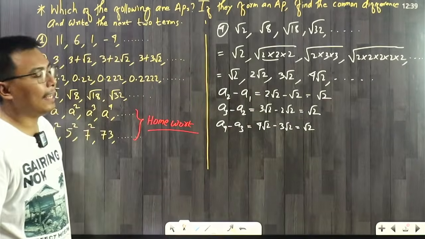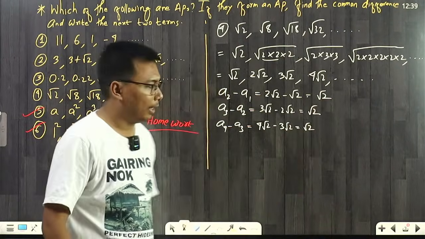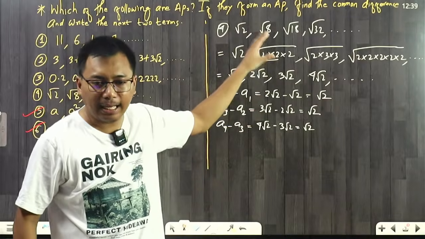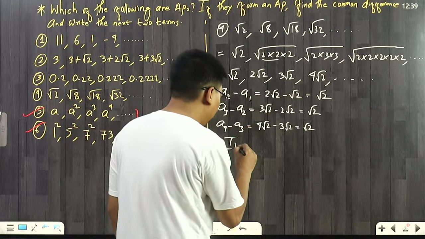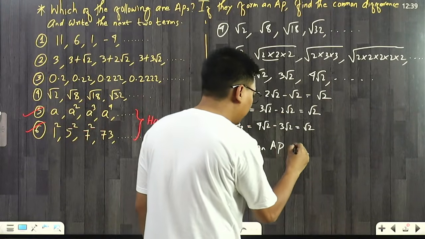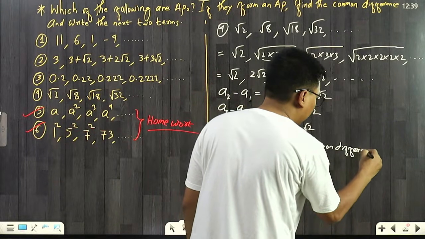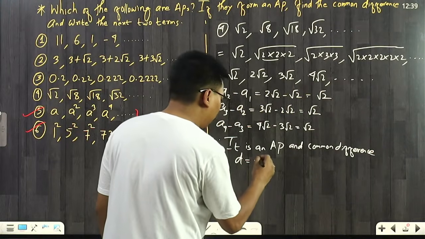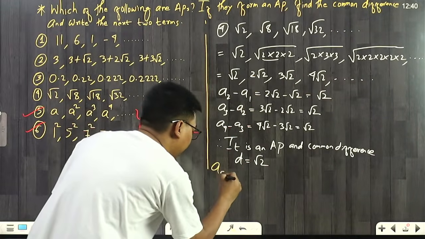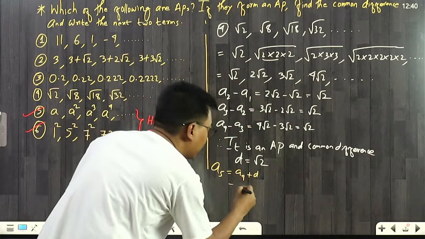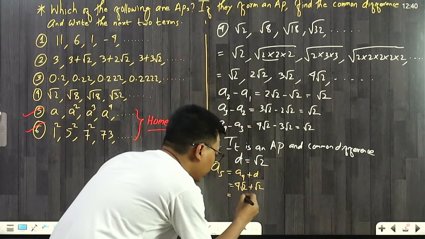Now, as you can see here, we have a common difference. And what is the common difference here? Root 2. Since this given list of numbers has a common difference, it is an AP. Common difference D is equal to root 2. Now we can easily find our next two terms. A5 is A4 plus D. How much is A4? 4 root 2. 4 root 2 plus root 2 will be 5 root 2.